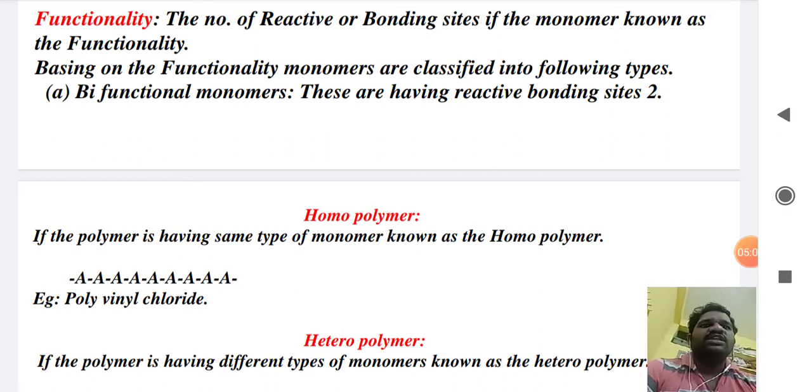Not all monomers have the same number of reactive sites or bonding sites. Depending upon the number of reactive sites, we have three kinds of monomers. One is the bifunctional monomer, where bi means two, so this monomer has two bonding sites. The second is the trifunctional monomer, which has three bonding sites. The next is the polyfunctional monomer, which has four bonding sites. So this is about functionality.